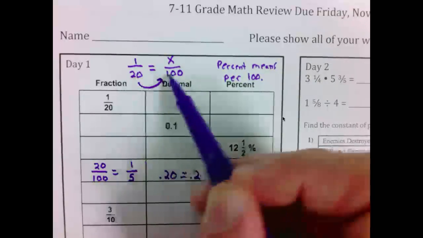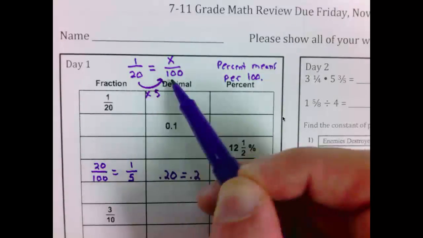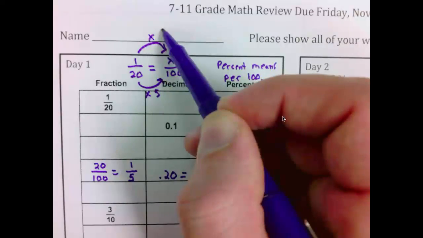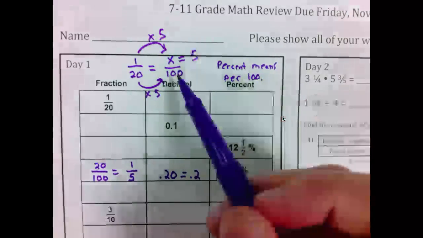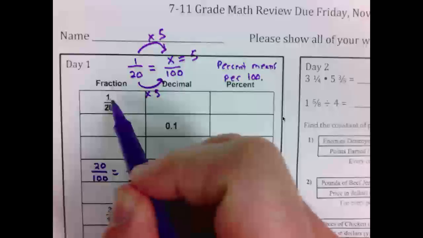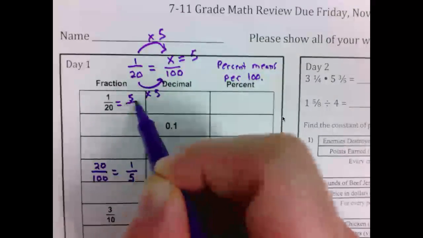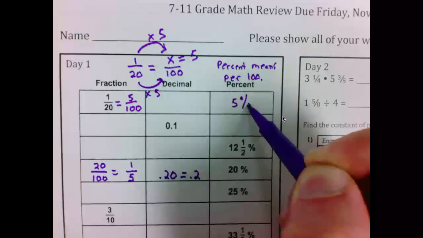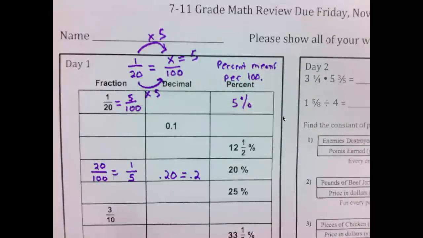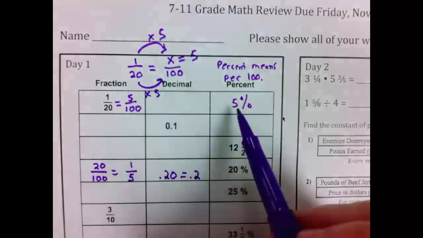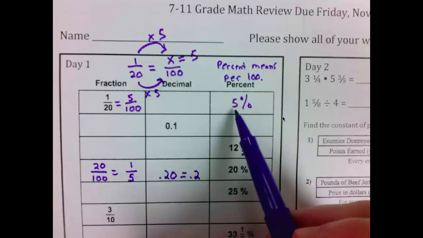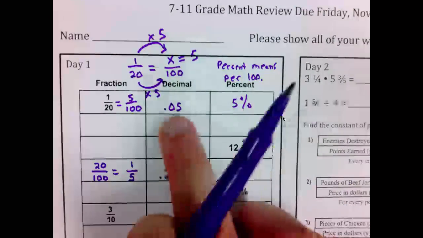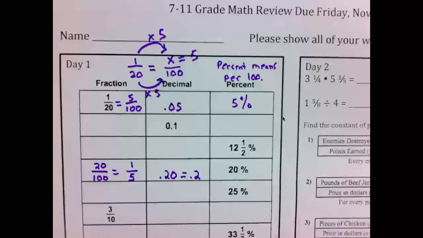Well, 20 times 5. 20 times 5 yields 100, so I'll multiply 1 by that same amount. Here, 1 times 5 is equal to 5. In this case, x is 5. That is 5 over 100. So, since this 1 over 20 is also equal to 5 over 100, I know that the equivalent percent is 5%, because percent means per 100. We can likewise convert this to a decimal. 5%, moving my decimal over 2 places, is 0.05. Often we say this is 5 cents. 5% is like 5 cents. With that information, you should be able to complete the chart.